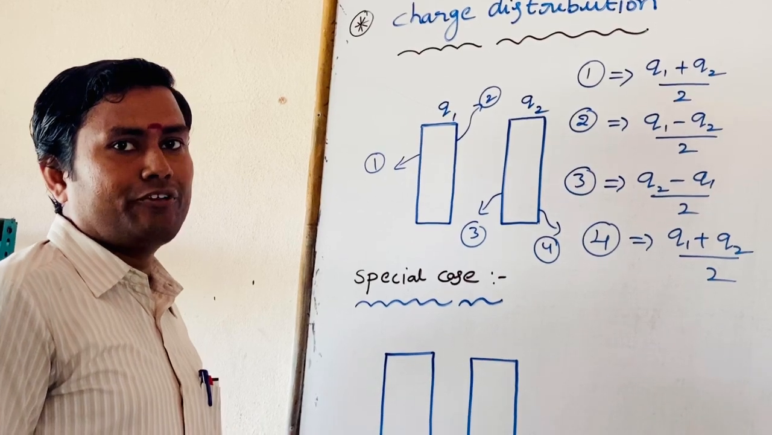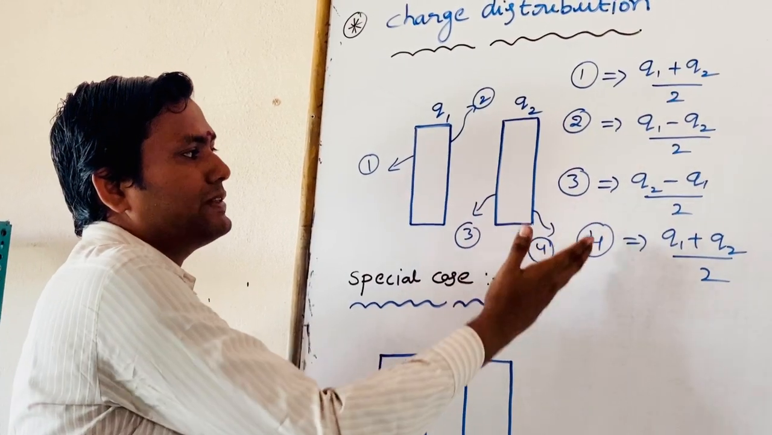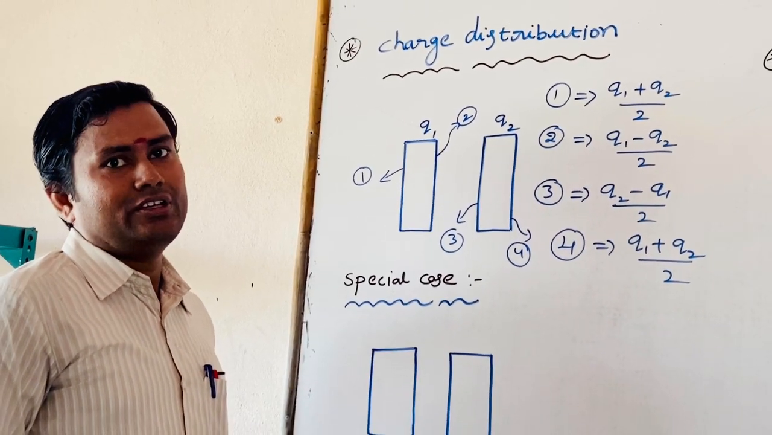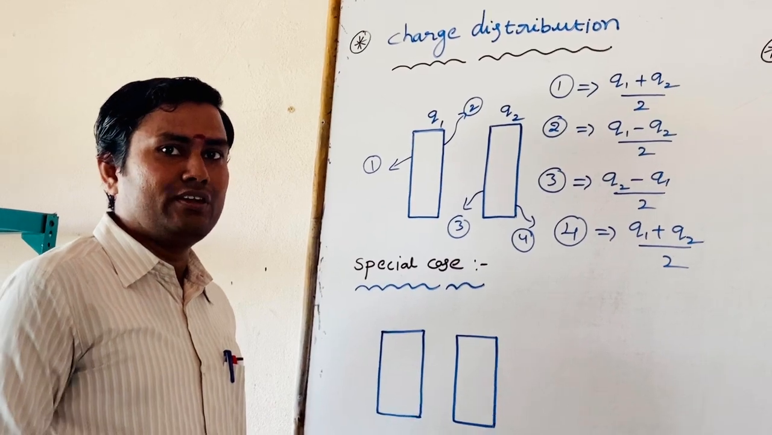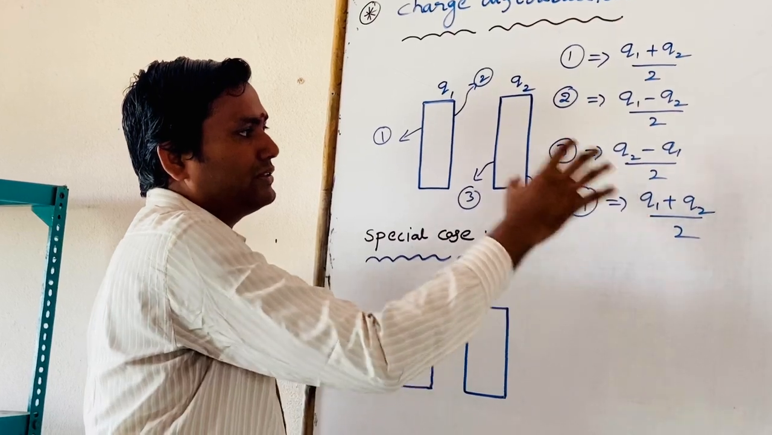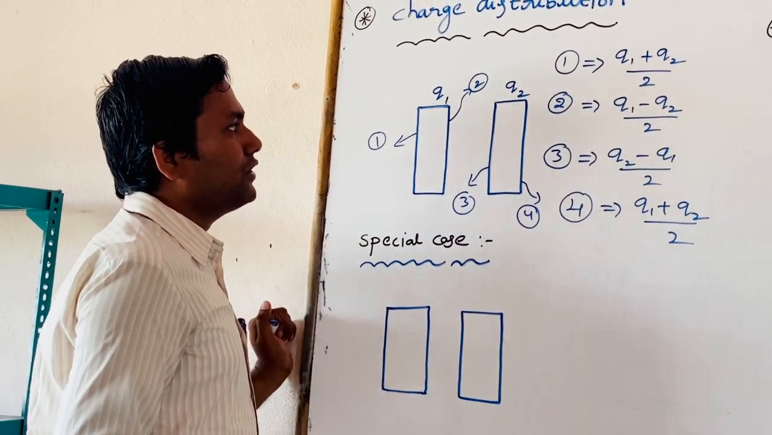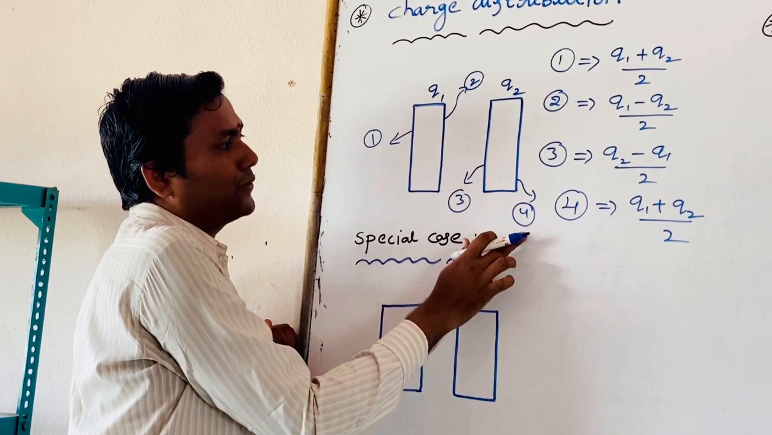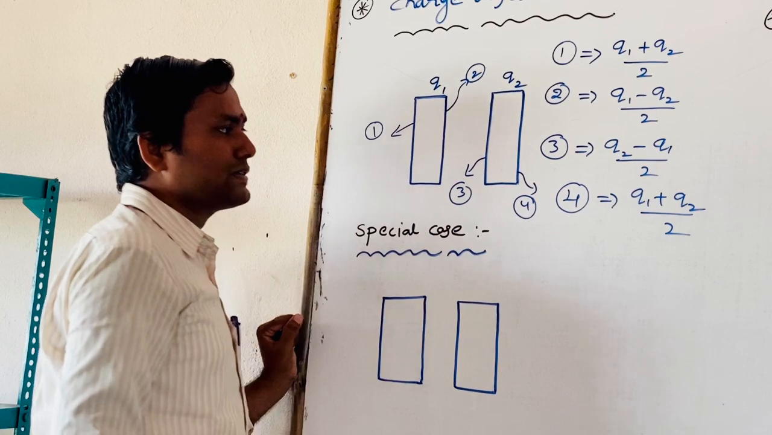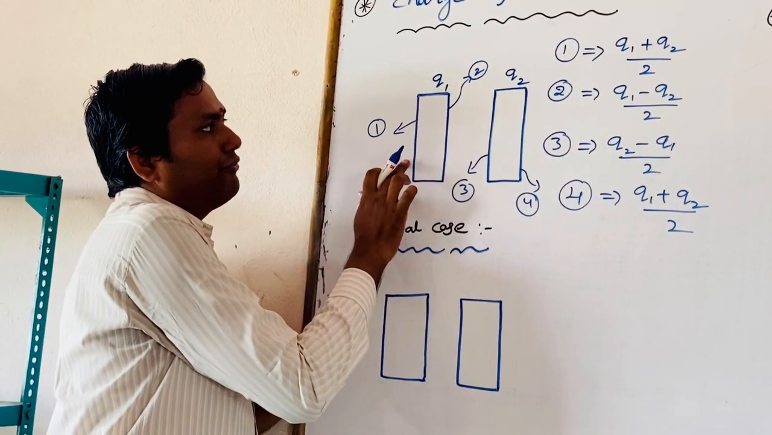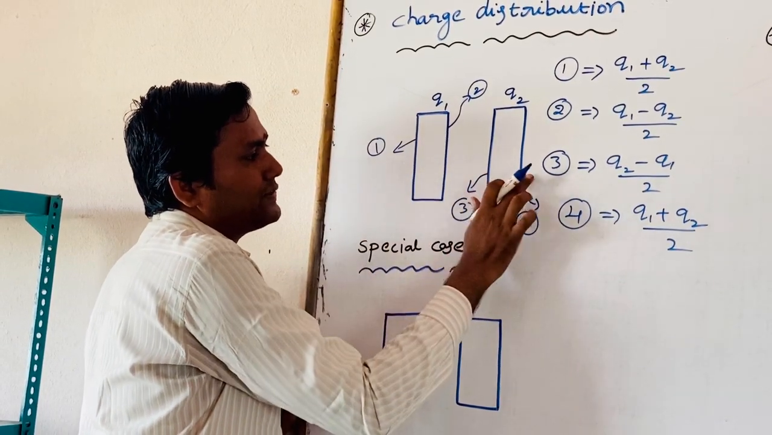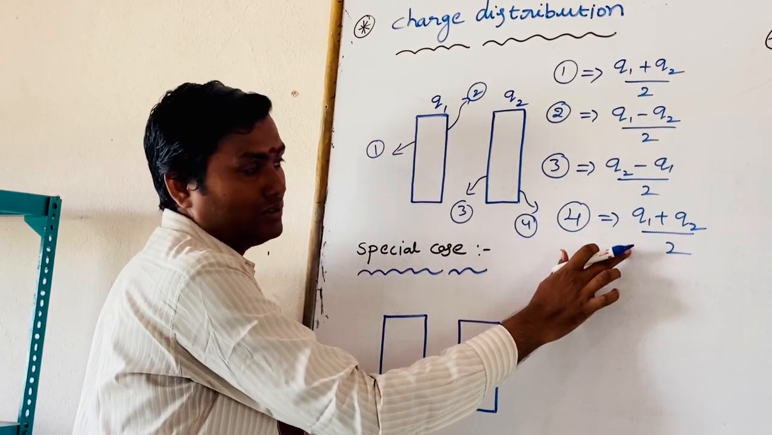What is the property that we utilized here to obtain these expressions in our previous sessions? The resultant electric field inside the conductor is always equal to zero. By using that result only, we are getting these expressions. You can observe carefully, 1 is equal to 4: surface 1 has (Q1 + Q2)/2, and surface 4 also has (Q1 + Q2)/2. Nothing but for the plates, the charges located on the outer surfaces, that is surface 1 and surface 4, are equal.